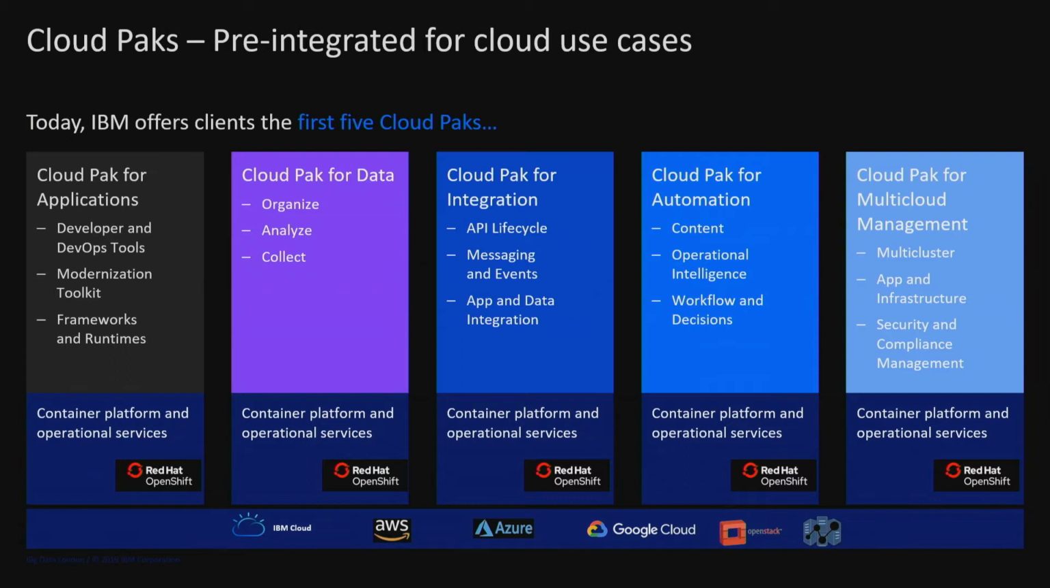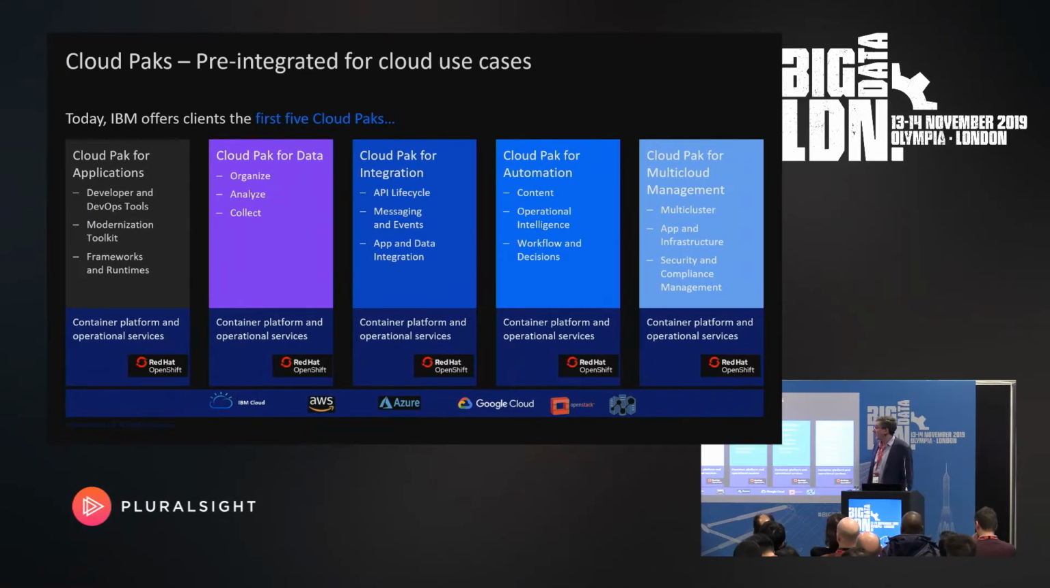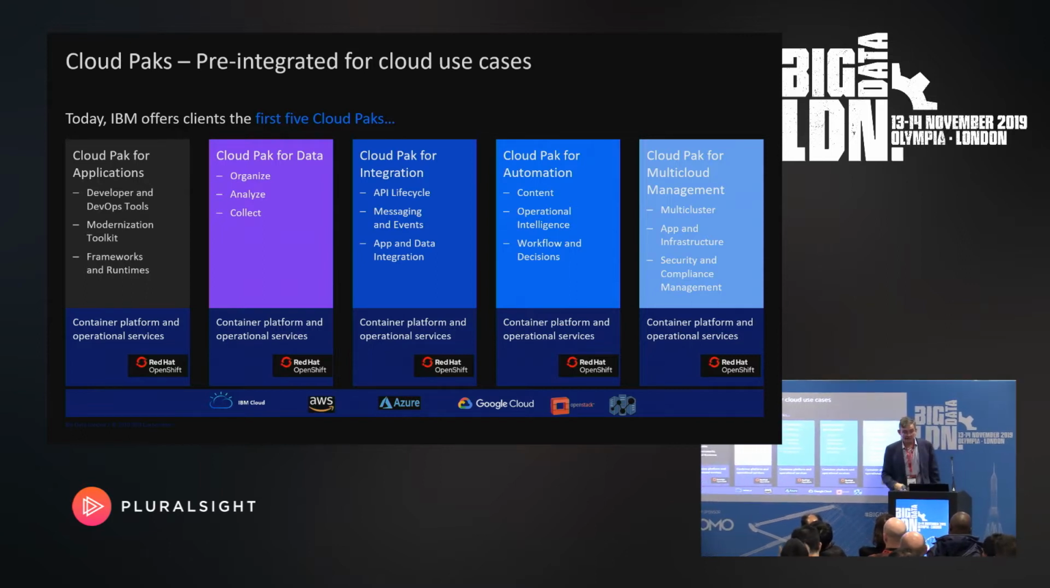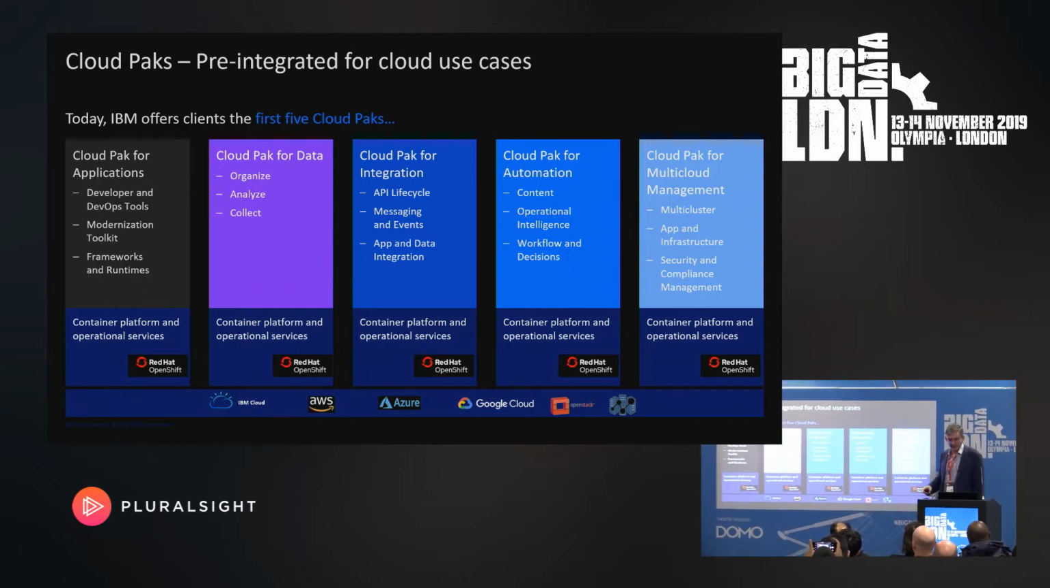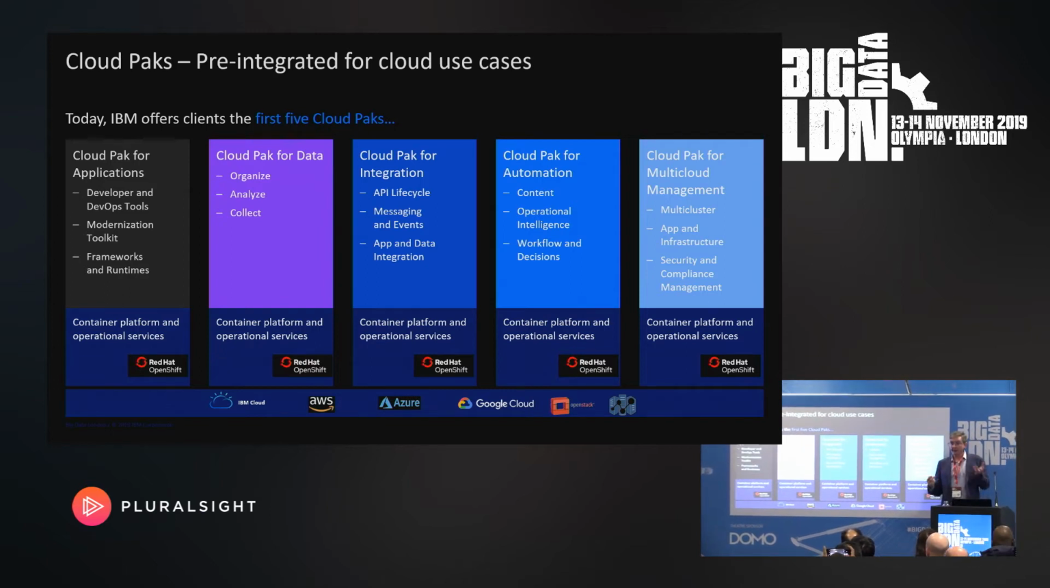In no particular order, the one we're going to focus on mostly is this one, but I'll tell you about the others as well. Cloud Pak for applications, giving you runtimes and developer tools for building and deploying applications. Cloud Pak for Data we're going to talk a lot about in a minute. Cloud Pak for integration, so integrating things together, doing messaging, application and data integration. Cloud Pak for automation, so automating processes, workflow, content, etc. And finally, Cloud Pak for multi-cloud management.